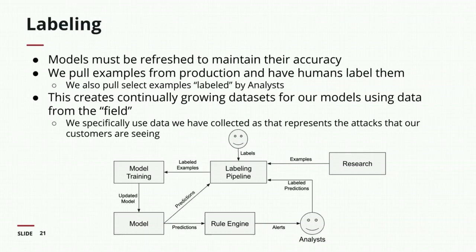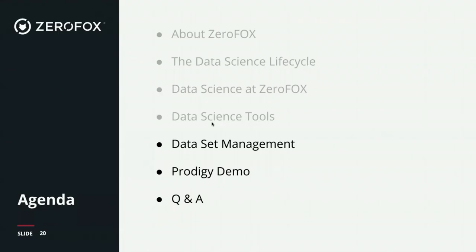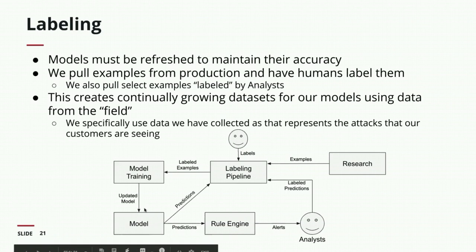The way this works at ZeroFOX is we have a model that's running in production. That model is producing predictions, and all of them will flow through our rule engine. But some of them, using just random subsampling, we will pull off and put into our labeling pipeline. Some of the predictions going through our rule engine will end up being surfaced as alerts, which our analysts will look at and take some kind of action on. Based on the action that the analyst took, that gives us a label.